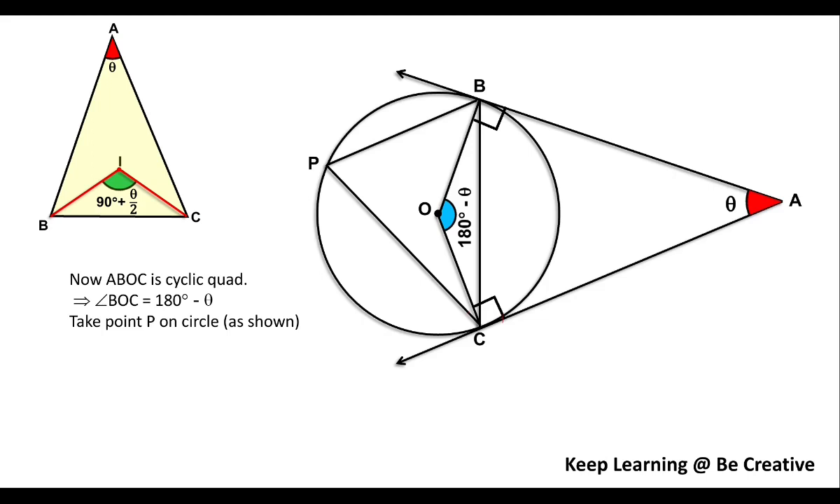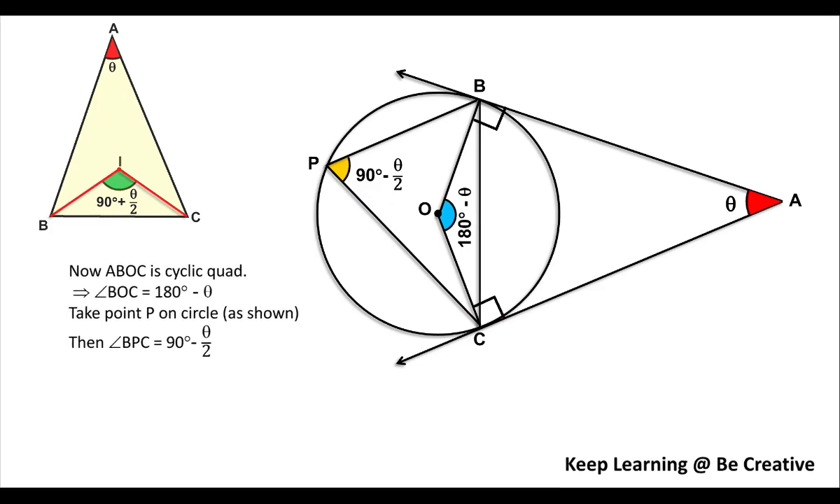We can very easily find this angle as well, because the angle subtended at the center is double the angle subtended by the same arc on the circle. Here arc BC subtends angle O at the center and the same arc subtends angle P on the circle, so it will be half of that. Half of 180 minus theta is 90 minus theta by 2.